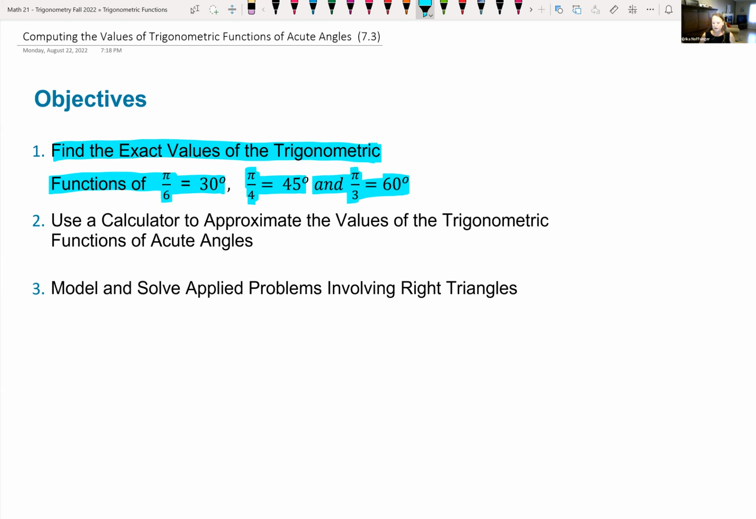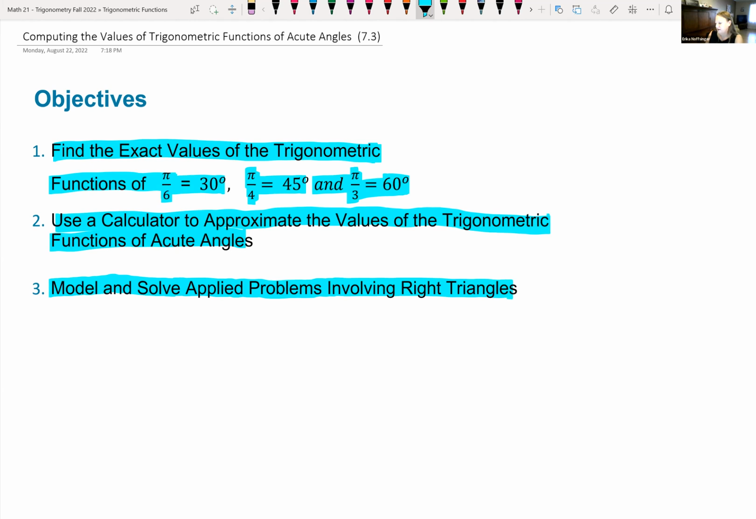I'm going to quickly go through how to use the calculator. Most of this course, and portions of your exams that you're taking through Zoom, are going to be where you cannot use a calculator. So you've got to get these special functions memorized. So we're going to then use a calculator to approximate values of trigonometric functions of angles. And then we'll jump into modeling and solving applied problems involving right triangles.